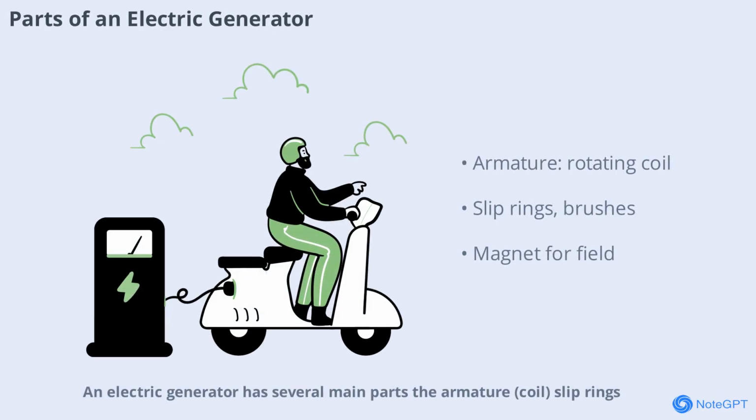Electric generator has several main parts: the armature, coil, slip rings, brushes, and a magnet. As the armature rotates in the magnetic field, current is induced in the coil. Slip rings and brushes help transfer the generated current to the external circuit. Each part is essential for efficient electricity generation. Knowing these components helps us understand how generators supply power to our homes.